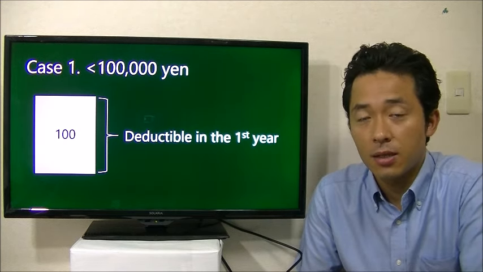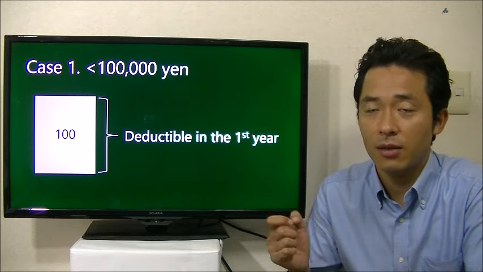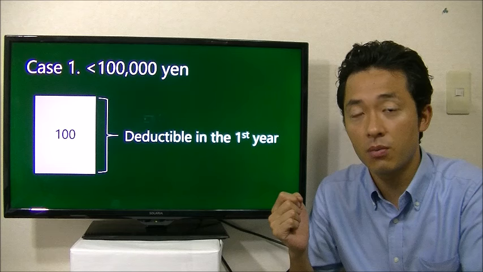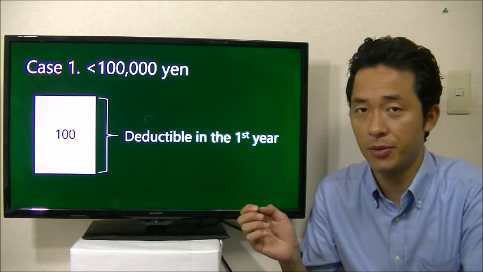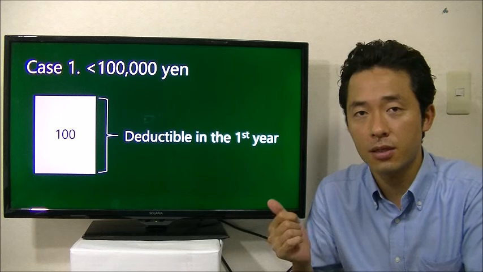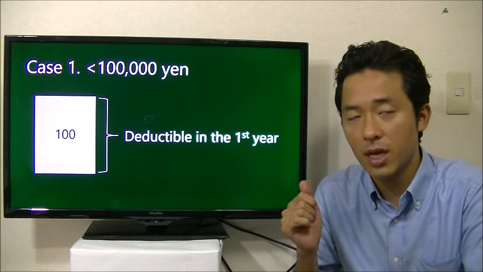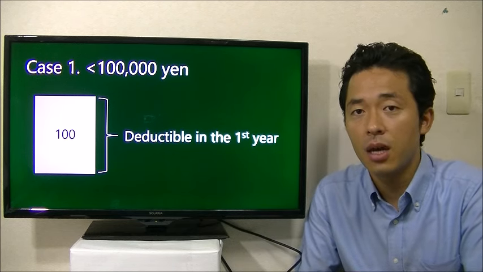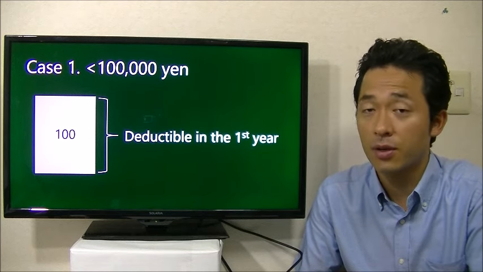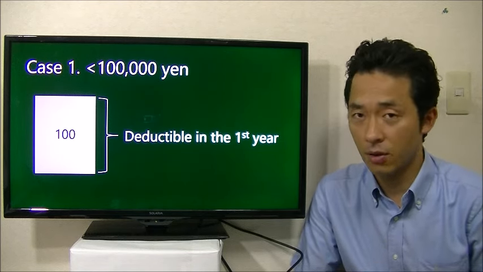As I said, a fixed asset is an asset, so it has to be depreciated in order to become an expense. But there's an exception. If the acquisition cost of the asset is less than 100,000 Japanese yen, it can be an expense when you purchase it in the first year. That's all.